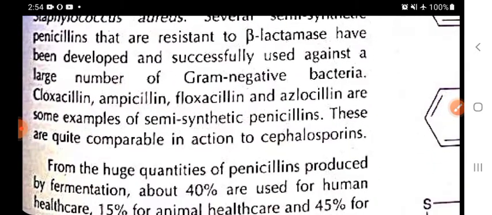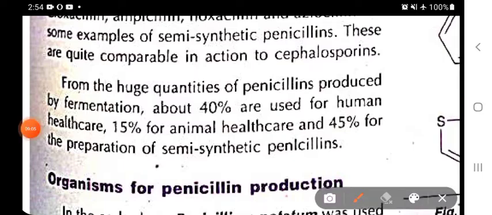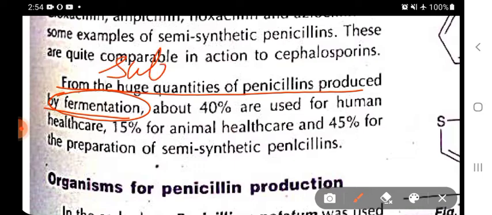Huge quantities of penicillin are produced by fermentation. Normally penicillin is produced by the same fermentation process that we used for preparation of alcohol. In the previous lecture, we talked about the alcohol production process by fermentation. Similarly, here we will produce huge quantities of penicillin by fermentation through submerged culture.